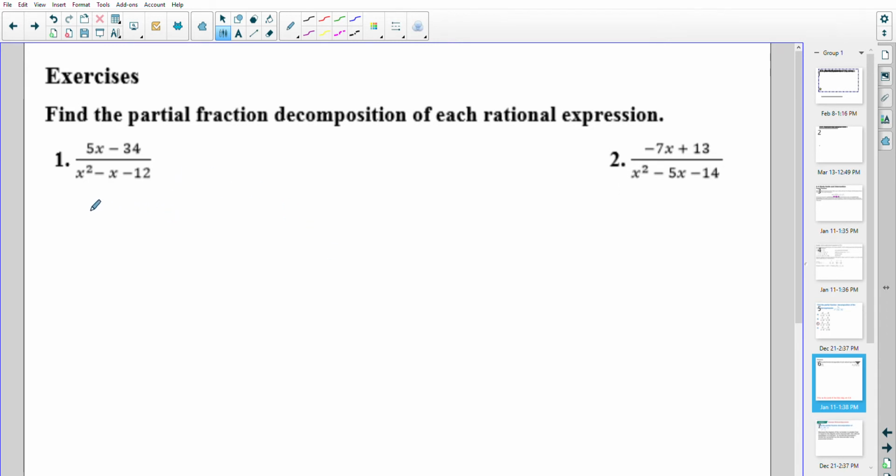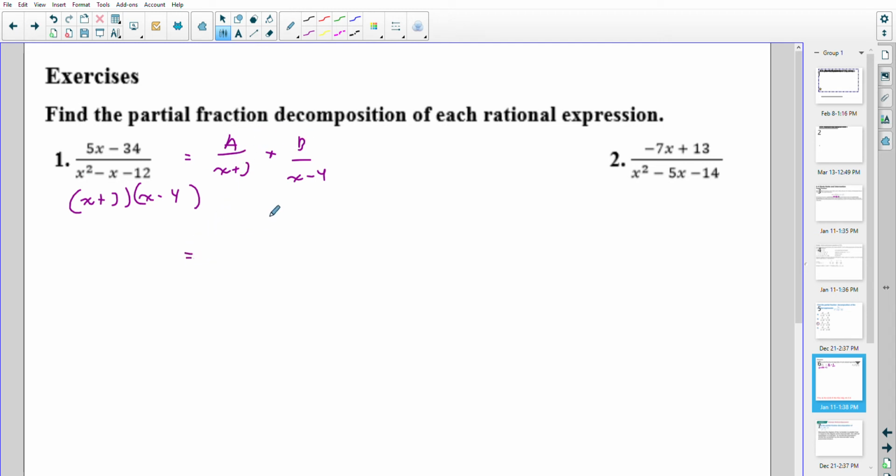For example, again, first thing you do is factor the bottom, and let's see, one's plus, one is minus, and so this is going to be -4 and +3. And so I know that this is going to equal some a over x plus 3 and some b over x minus 4. Now, I know that if I make these bottoms the same as this bottom, then the tops have to be the same.